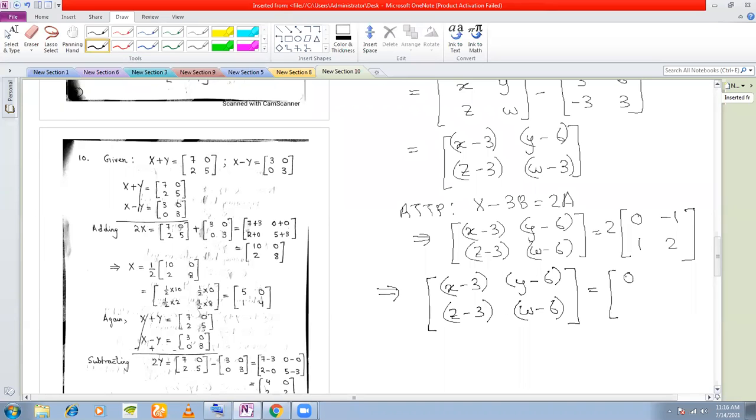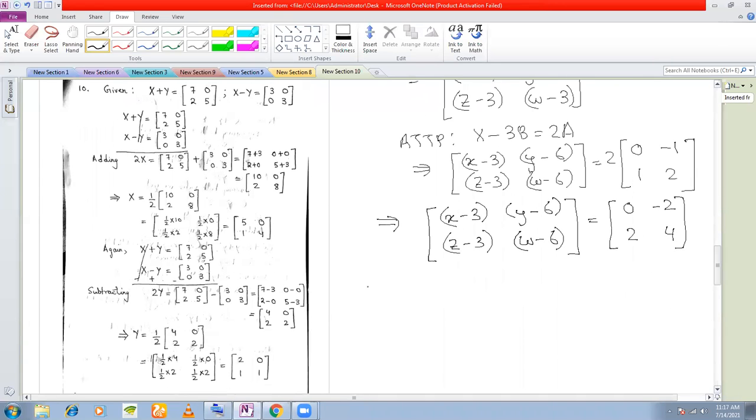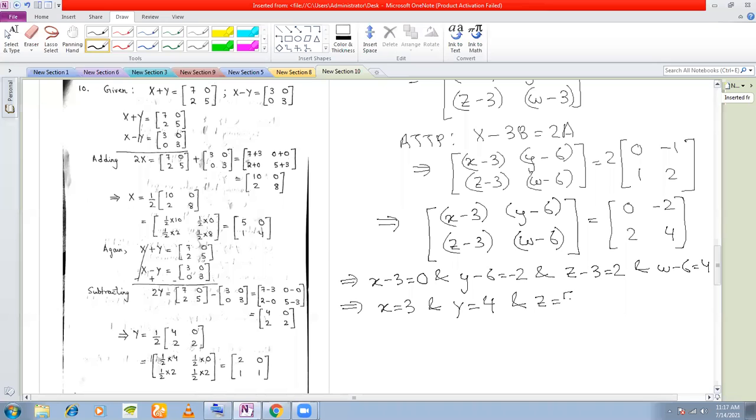Two into 0 will be 0. 2 into minus 1 will be minus 2. 2 into 1 will be 2. 2 into 2 will be 4. So that means what you get here is X minus 3 is equal to 0 and Y minus 6 is equal to minus 2 and Z minus 3 is equal to 2 and W minus 6 is equal to 4. So that means you get X is equal to 3 and Y is equal to 6 minus 2 is 4 and Z is equal to 5 and W is equal to 10.